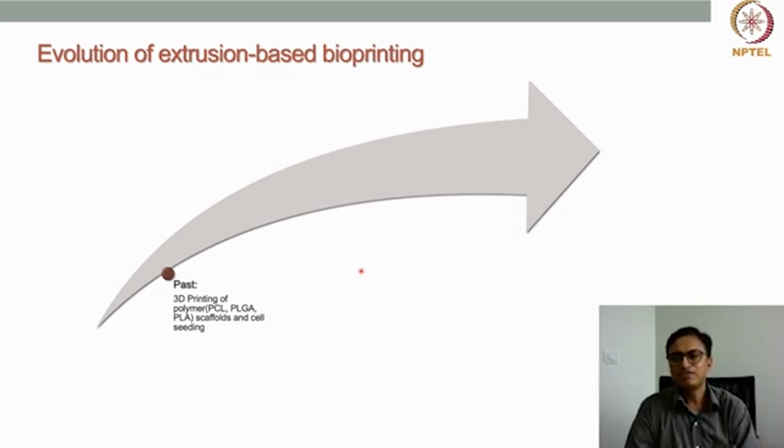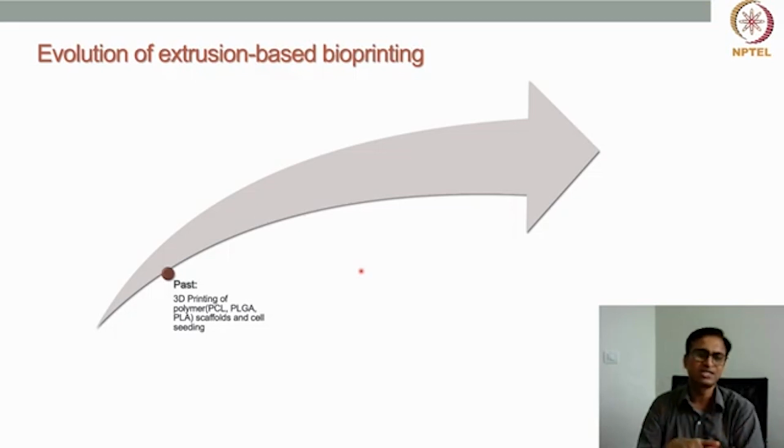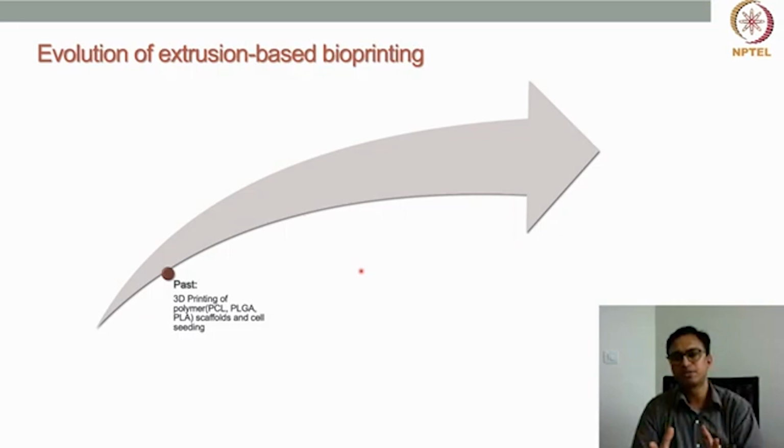But here the disadvantage is, we can produce very nice or complex structures by printing only polymers, but later on we need to seed cells on top of this. Now in certain cases cell seeding is challenging, because when the cells are seeded on these structures, the cell attachment is not even, they attach to a certain area, not the whole thing. So uniform cell attachment is another big problem. The other challenge was, we cannot achieve a cell density like the tissue, because that much cell attachment is very challenging.